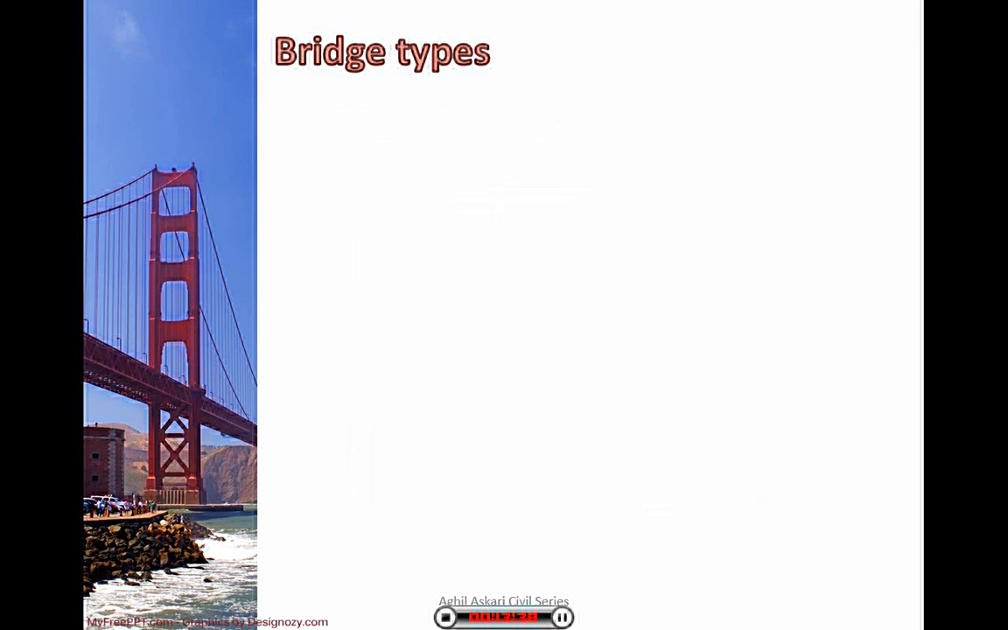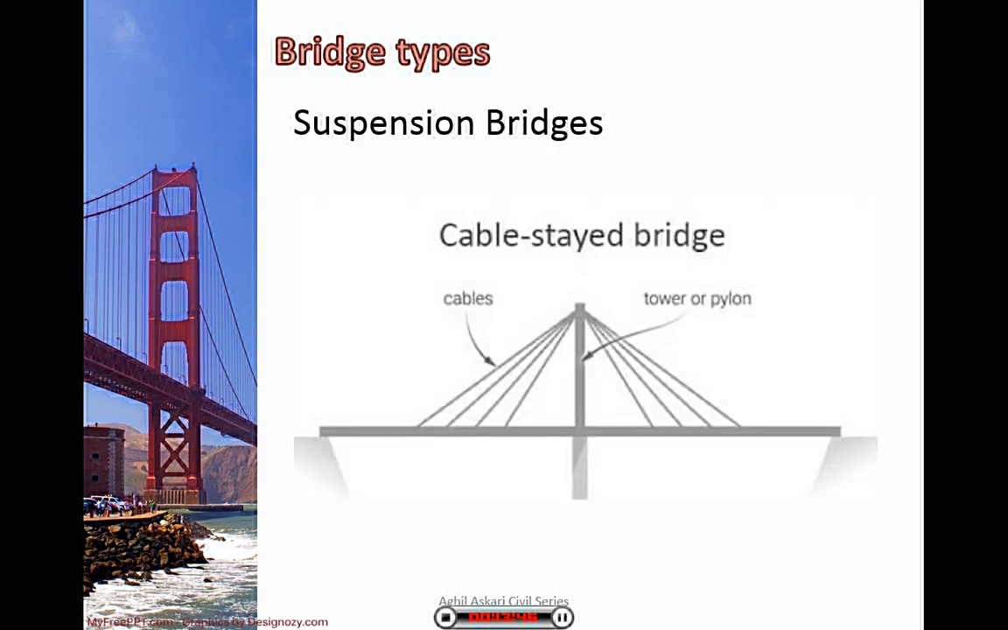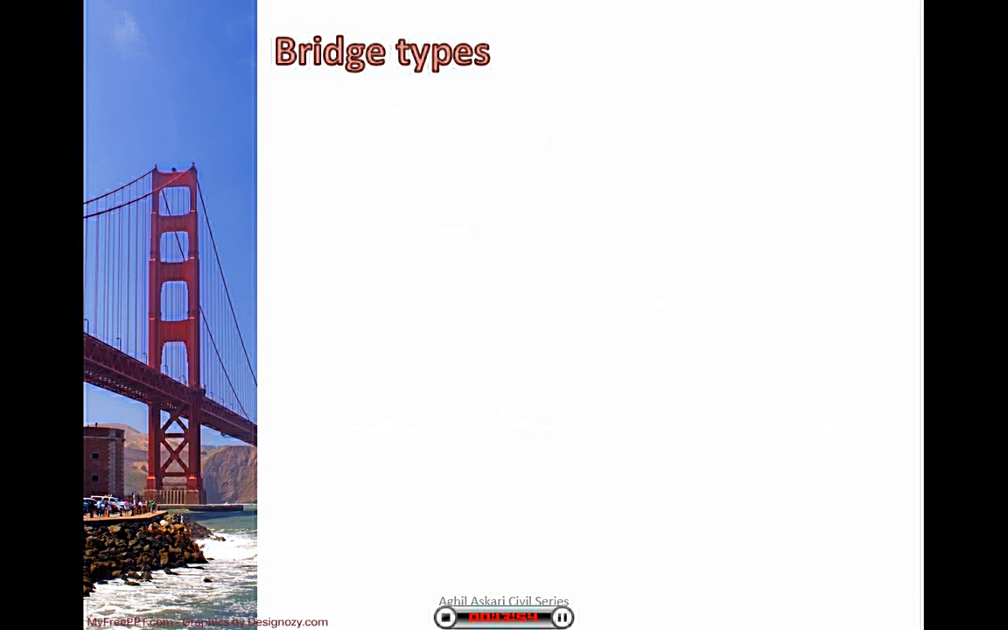Okay, let's move on to the last type of bridge, cable bridges. Cable stayed bridge or cable bridge is different from suspension bridges.